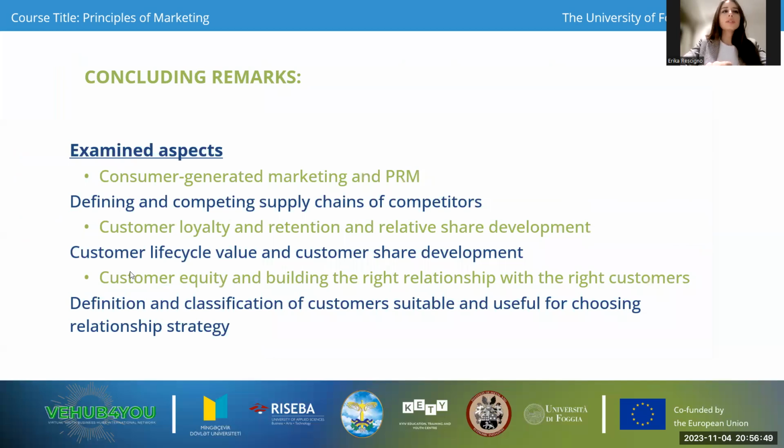So to conclude, the examined aspects of this lecture were consumer-generated marketing and partner relationship management, so defining and competing supply chains of competitors. Then we analyzed customer loyalty and retention and relative share development, so customer life cycle value and customer share development. And then we analyzed customer equity and building the right relationship with the right customers. So we defined and classified the customers suitable and useful for choosing our relationship strategy.